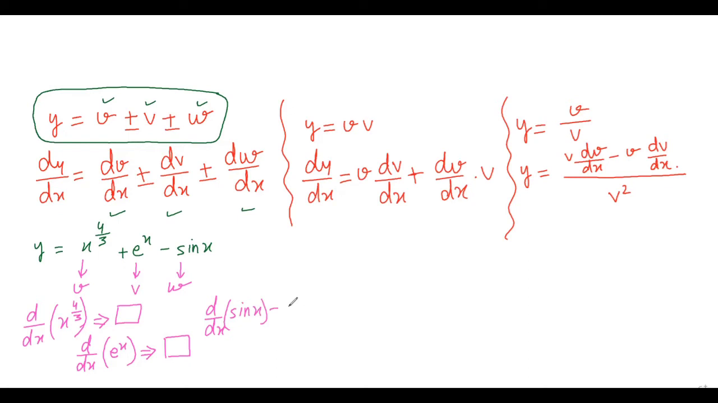And once I have found the differentials, I can write the answer for my dy by dx. Let me call this A, let me call this B, let me call this C. So dy by dx would be equal to A plus B minus C. Is it making sense, Avantika?